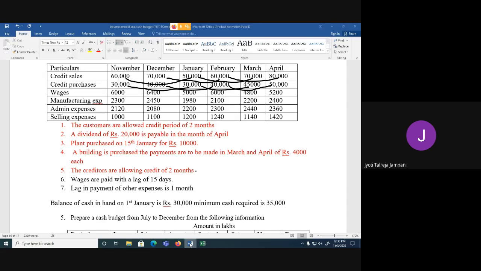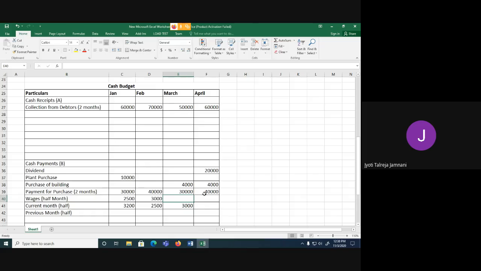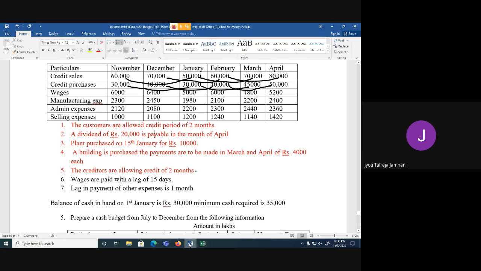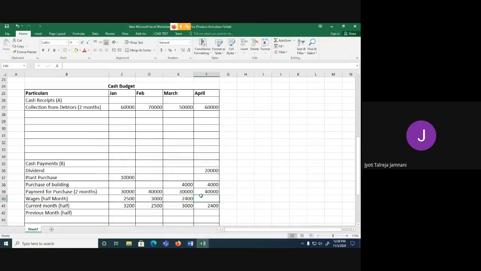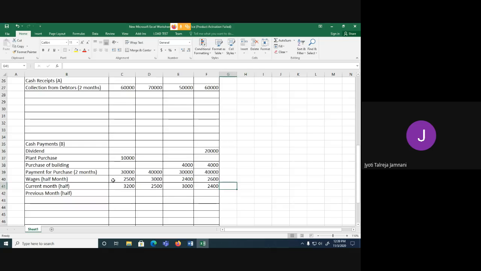So Feb we finished. March 4,800 we are going to pay in the current month. Half of it, 4,800 half is 2,400. April wages are 5,200. Half of that will be 2,600. And the remaining half would go to May, but we are not preparing for May. So this is how we will take it. So this is wages, current month and previous month half.